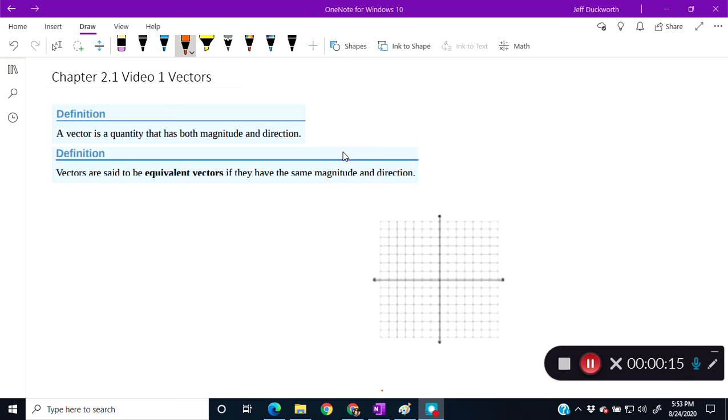So I first put up a couple different definitions that are from your book. The first of which is a vector is a quantity that has both a magnitude and a direction. So first of all, magnitude is the length of the vector.